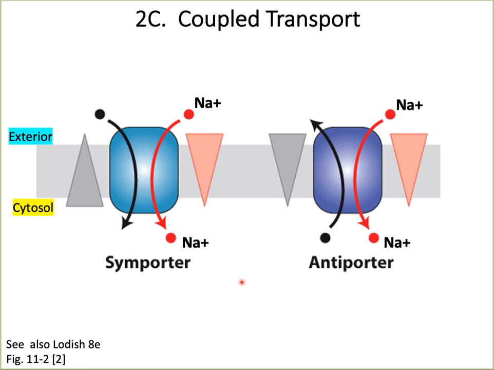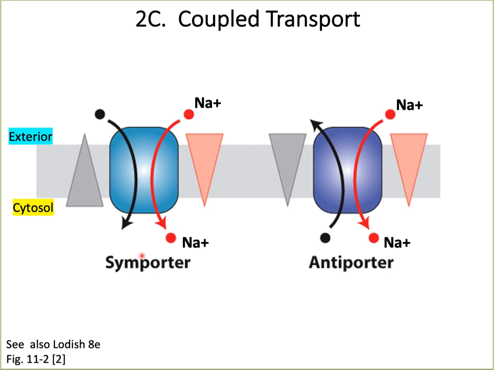So coupled transport, as the name suggests, involves the movement of two substances across the plasma membrane simultaneously. One of these substances is usually moving down its concentration gradient, and so the energy in that gradient is being harnessed to move the other substance against its concentration gradient. When the substances move in the same direction, the transporter is known as a symporter.